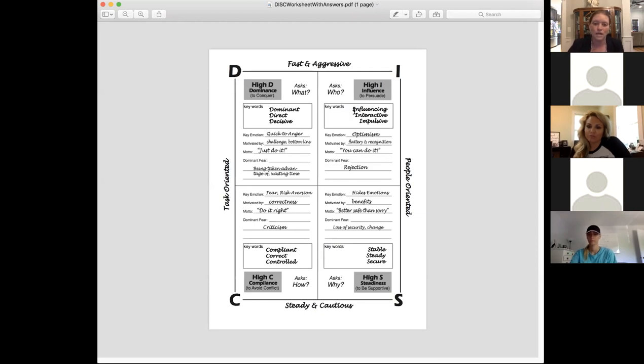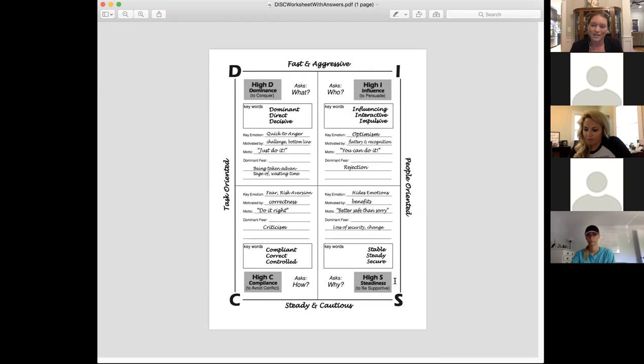Okay. Now, going in order of DISC, we're going down to the bottom right-hand side, and your high S stands for steadiness, to be supportive. They ask a lot of questions about why. Why are we doing it this way so that I can better understand? Once they better understand, they're usually willing to engage and go all in on something, but they want to break it down first. They are steady, they are stable, and they are secure.